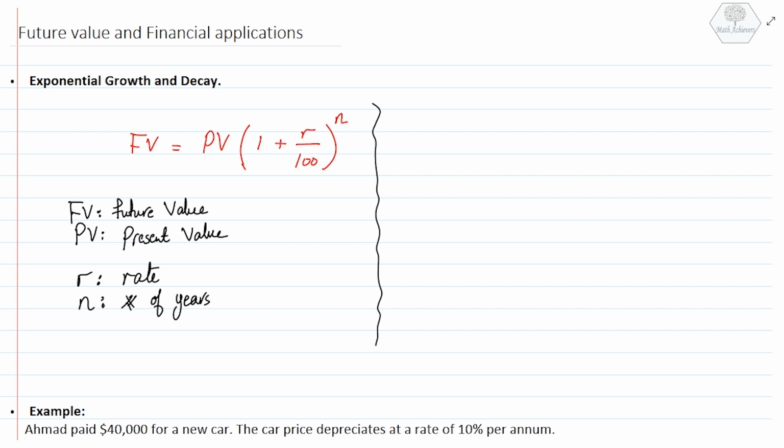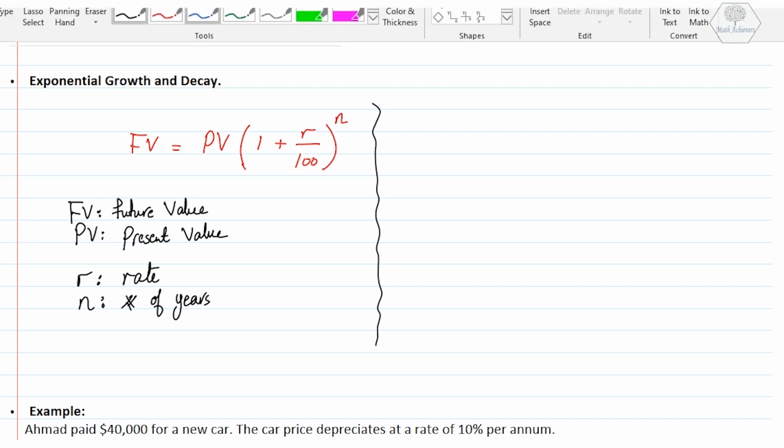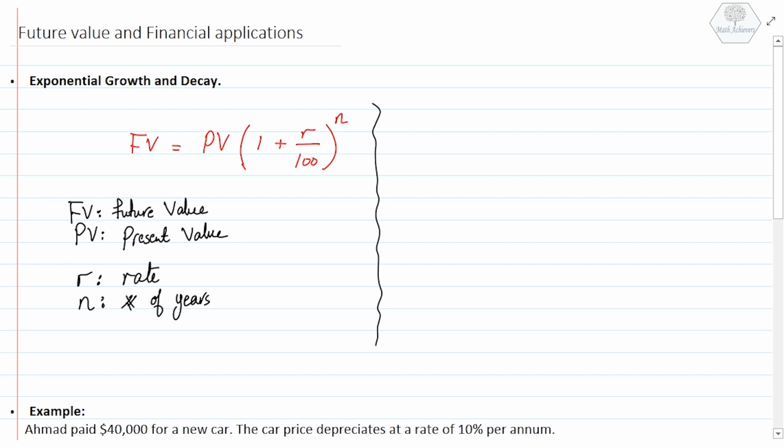If it was an exponential growth, if it was a growth, then r is positive. The rate is positive. If it was a decay, which means a decrease in value, then the value of r is negative.